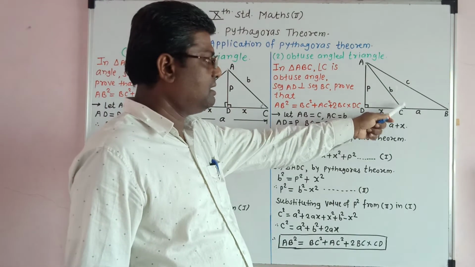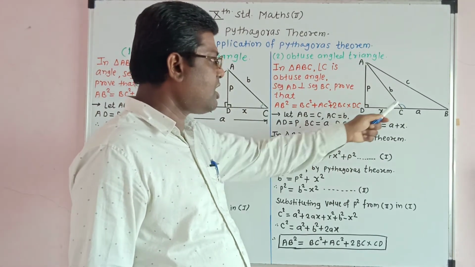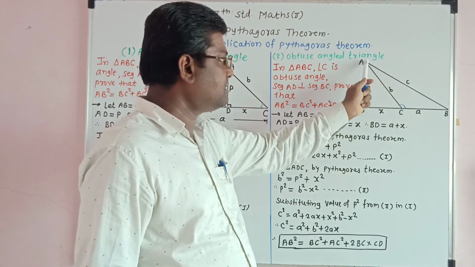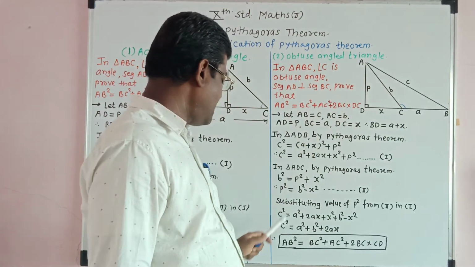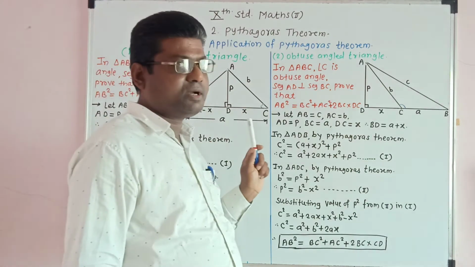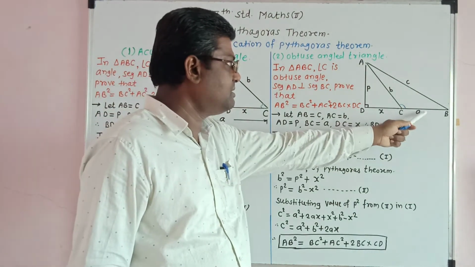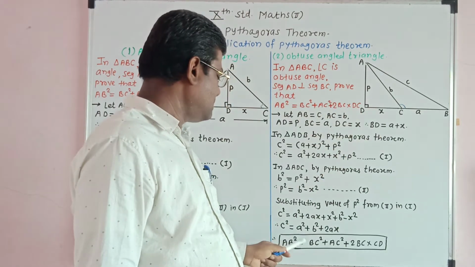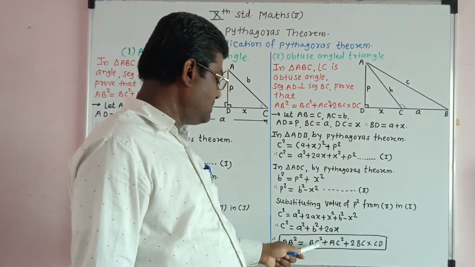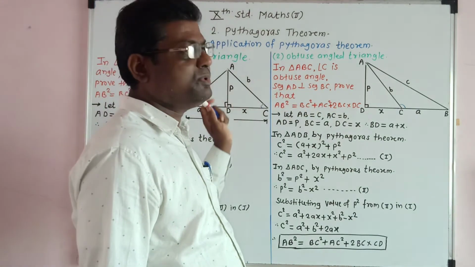At first, C is the obtuse angle. The side opposite to that angle is AB. So we take AB square is equal to the sum of squares of the remaining two sides. The remaining two sides are BC and AC. So their square sum is BC square plus AC square. Take plus sign for obtuse angle.